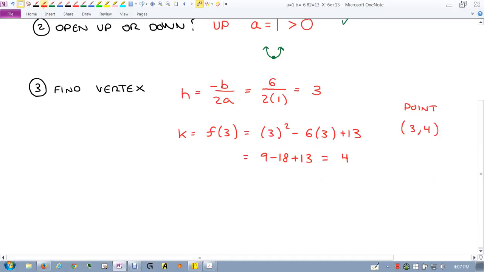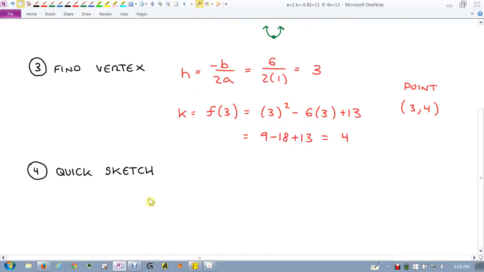The fourth step, and this is where my way kind of deviates from most textbooks. I like to do what's called a quick sketch here. A quick sketch. All I want us to do is draw our X and Y axes, place the vertex on the graph, very rough sketch, 1, 2, 3, 1, 2, 3, 4. There's our vertex.